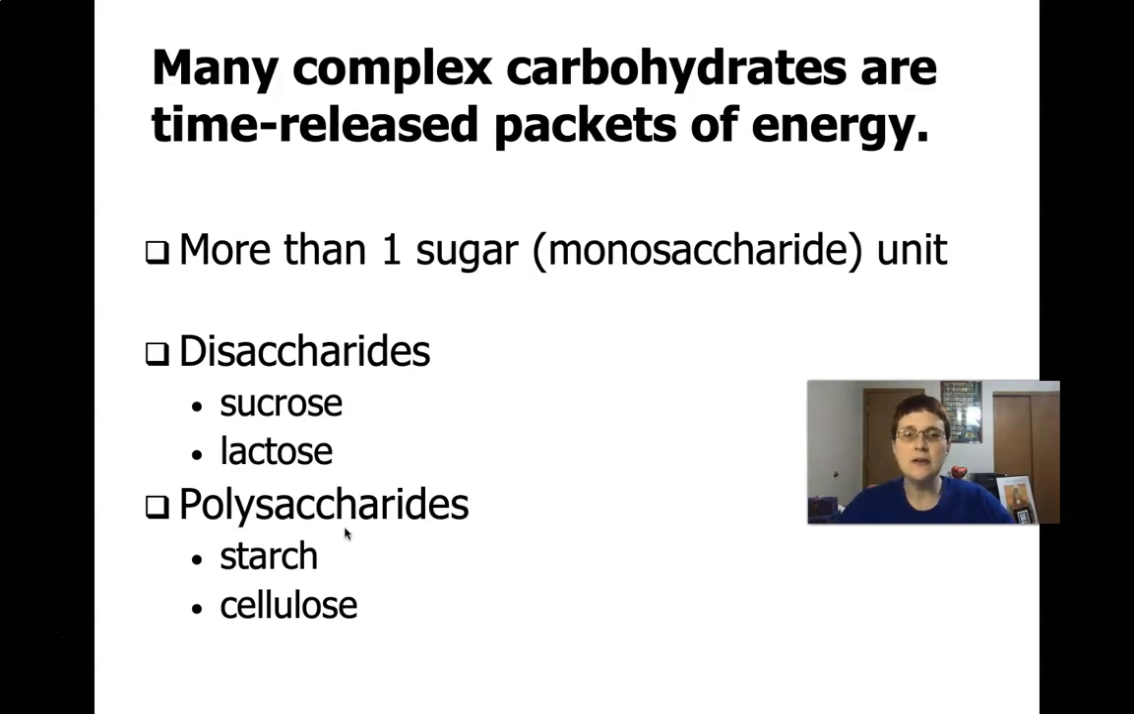Other polysaccharides include cellulose. So we'll see that. And that's one of the building carbohydrates. And then glycogen. So glycogen, that is a polysaccharide. It's built out of a bunch of glucoses as your short-term storage. And so glycogen is also a polysaccharide because it's made out of a bunch of monosaccharides.